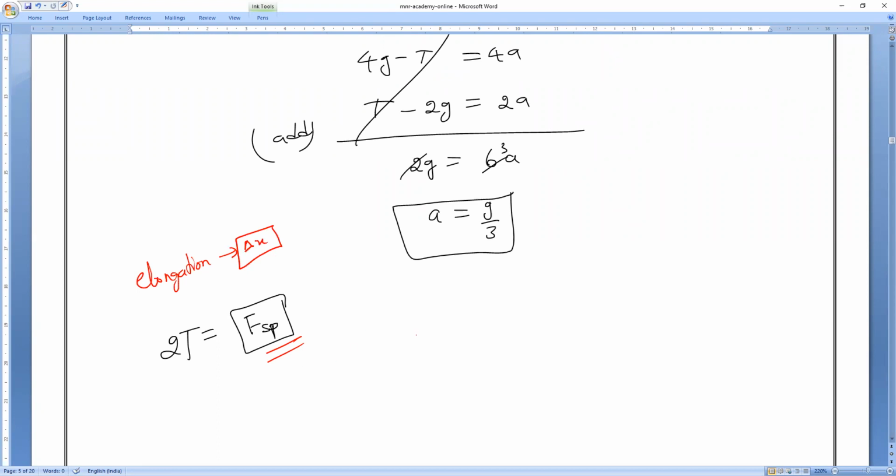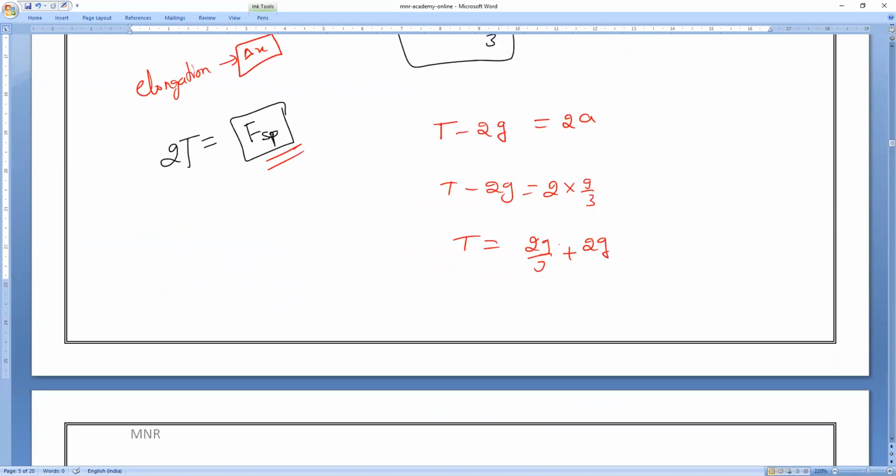So now, to find the tension, we can substitute in one equation. I will substitute in the first equation: T minus 2g is equal to 2a. Then T minus 2g is equal to 2 into g by 3. Now 2g comes to this side: T is equal to 2g by 3 plus 2g. The denominator is 3, and 3 twos are 6, so T is equal to 8g by 3.